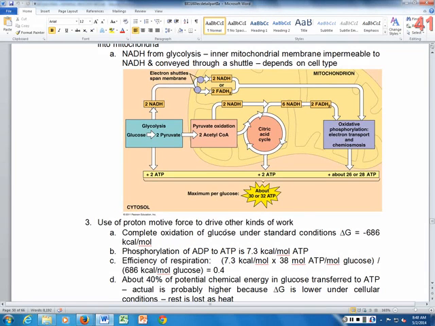So if you want to remember numbers, because 36 is the number that you'll see most of the time on tests, where they talk about, okay, you get 2 net gain ATP out of glycolysis. Your key numbers that you'll want to remember: glycolysis is going to give you a net gain of 2 ATP. And then the citric acid cycle and the electron transport chain together.